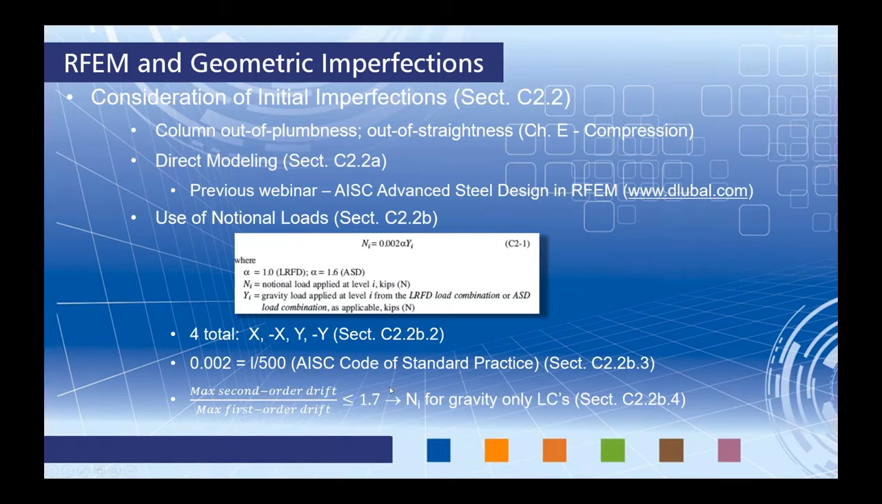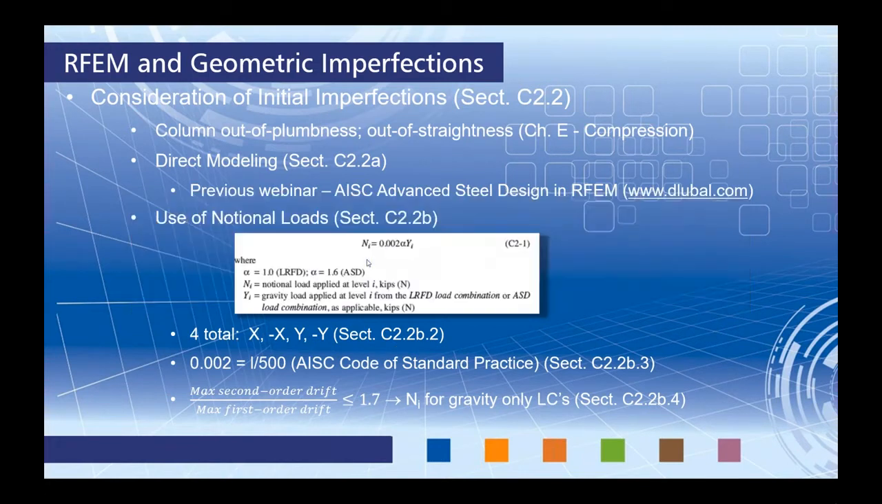Something else very interesting to note here. A lot of us engineers probably don't deal much with notional loads, and maybe we don't know the reason why we don't apply notional loads. Well, the code tells us in section C2.2b that if our max second order drift over max first order drift is less than or equal to 1.7, then we only have to apply these notional loads to our gravity-only load combinations. So any other load combination that has maybe wind or earthquake or any other type of lateral load, we can completely disregard these notional loads.